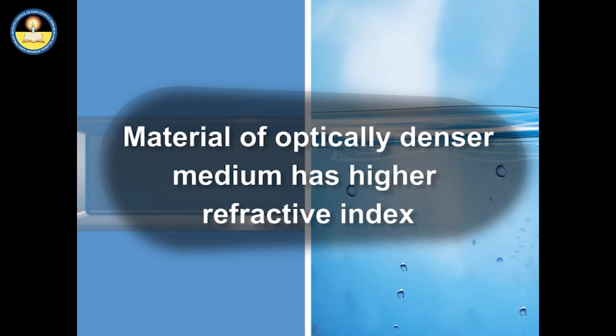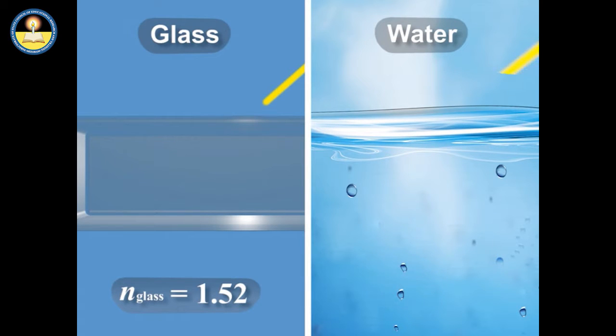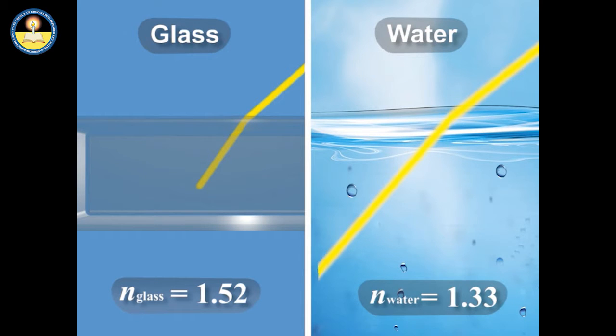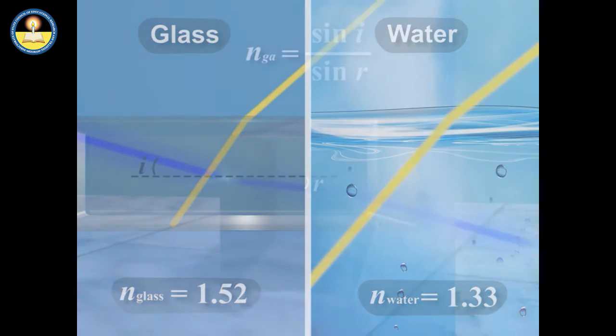Material of an optically denser medium has a higher refractive index than that of an optically rarer medium. For example, the refractive index of ground glass is 1.52 and that of water is 1.33. Therefore, ground glass is optically denser than water. Hence, a light ray bends more in ground glass than in water.